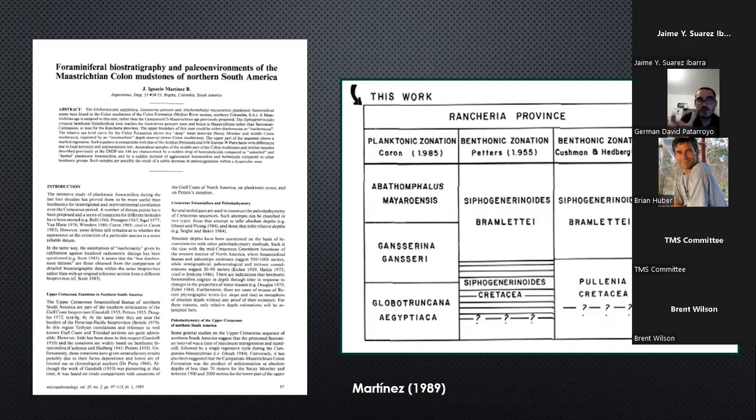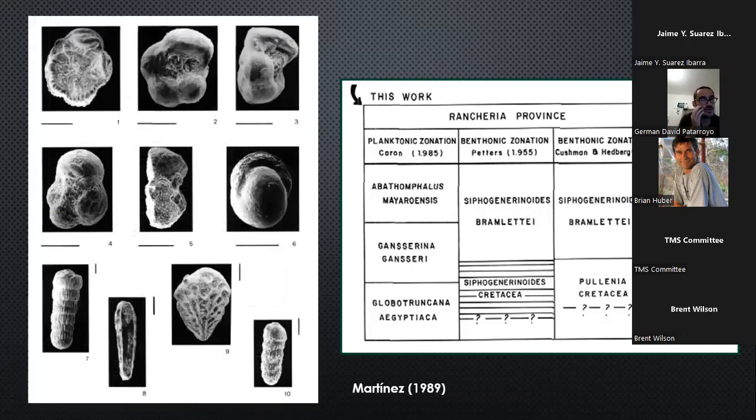So Martinez proposed that the Pseudotextularia, Siphogenerinoides assemblages are indeed Maastrichtian foraminiferal assemblages, related with the Gansserina gansseri to Abathomphalus mayaroensis interval. So we have a kind of latest Campanian to middle Maastrichtian interval for these zones. This is a really relevant paper, and he also reported many of the usual benthic and planktonic foraminifera that we have in the Colón Formation.